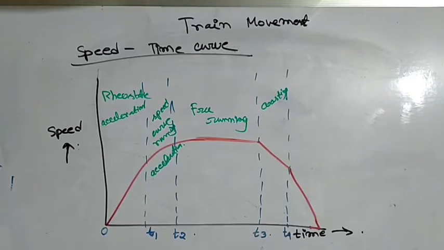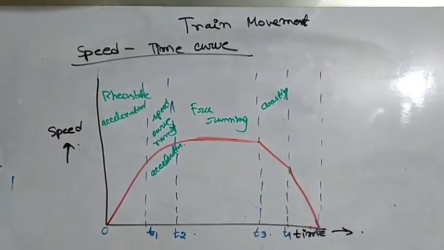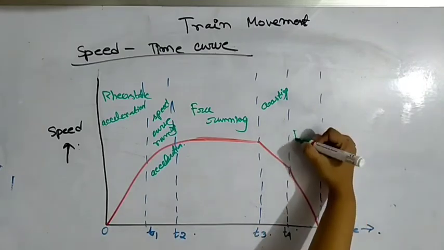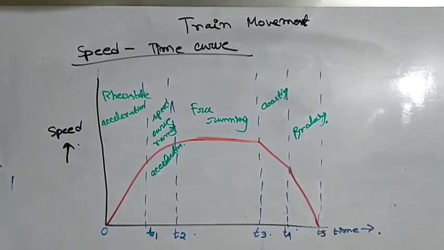And the last portion, this time is T5, and this period is known as the braking period. At the end of the coasting period, brakes are applied to bring the train to stop.